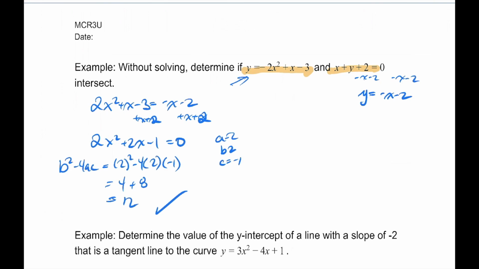So in this case, the discriminant is greater than 0. So that means there's going to be 2 points of intersection, because there's going to be 2 solutions for x.